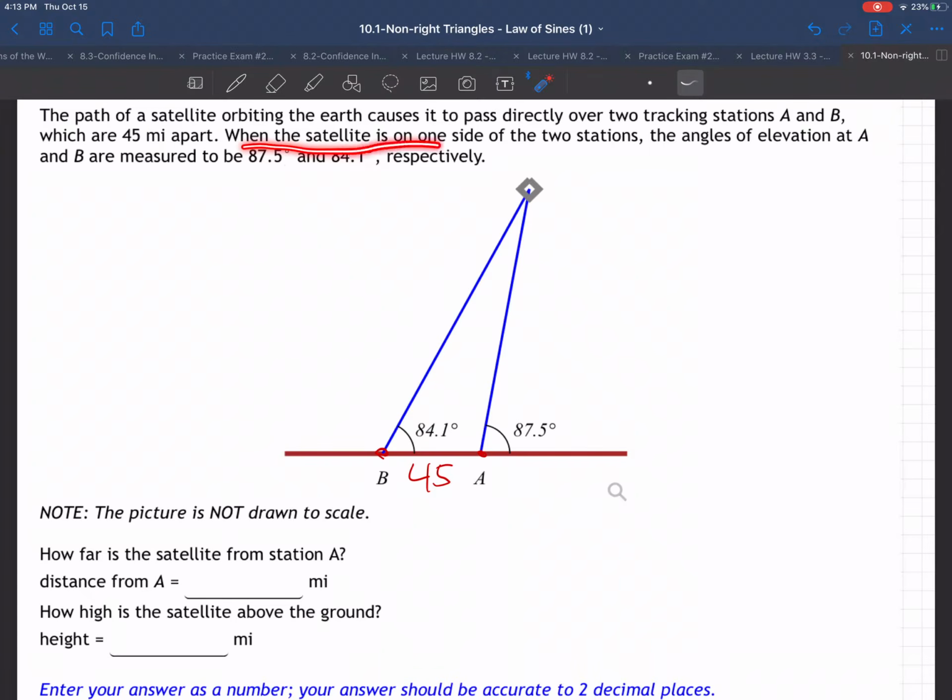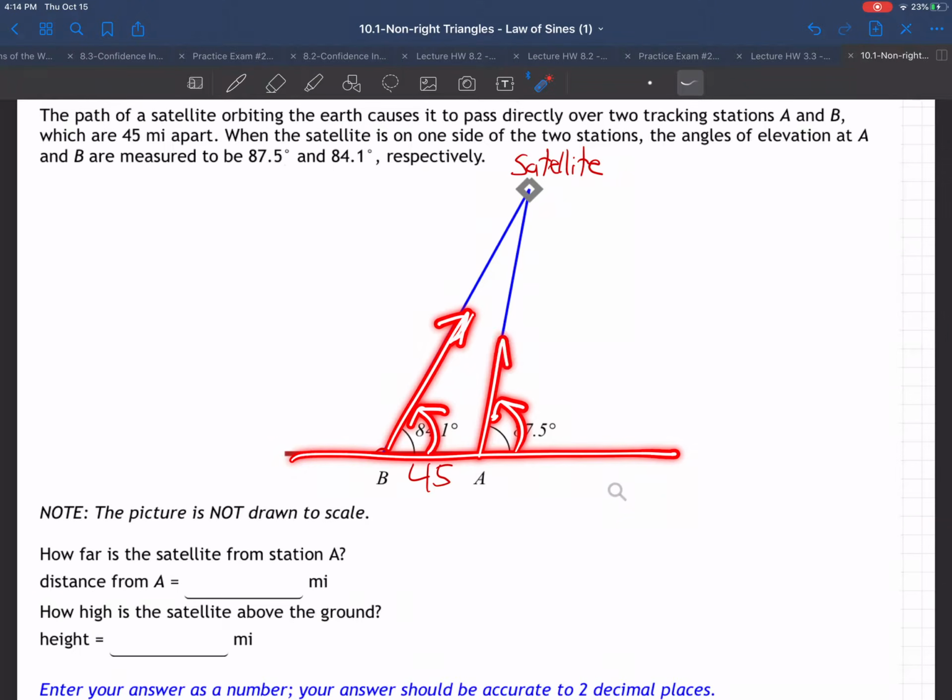When the satellite is on one side of the two stations, here's the satellite up here. When it's to the right of the two stations, the angles of elevation at A and B are measured. So these are the angles of elevation. Why are they called angles of elevation? Because they're from the flat up. That's what an angle of elevation means: from horizontal up to the object, looking at the satellite.